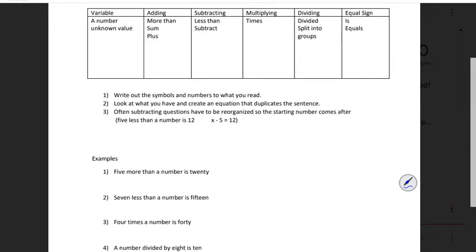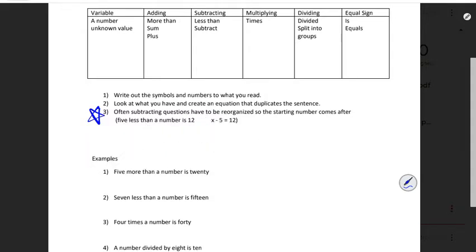Sometimes, especially, I wrote it right here, number 3. Subtracting questions sometimes need to be flipped. So if I was looking at this, 5 less than a number is 12, the problem with that is, realistically, you have this number and you want to go 5 less than that. So it's actually x minus 5. So that's the one that sometimes you get caught on, is the subtracting.